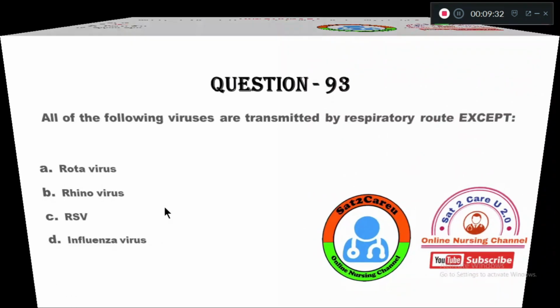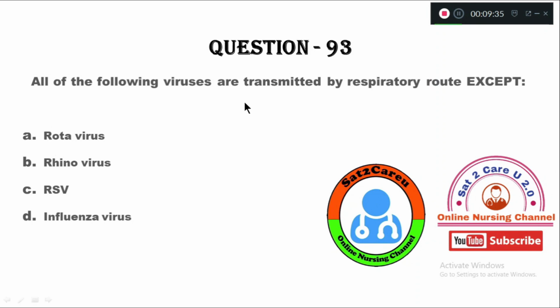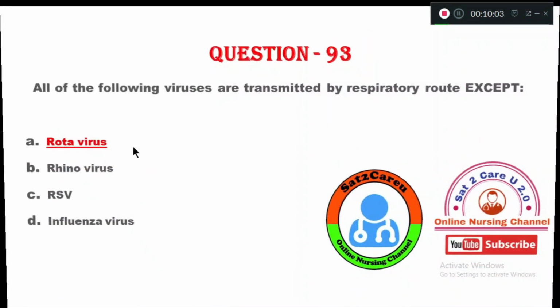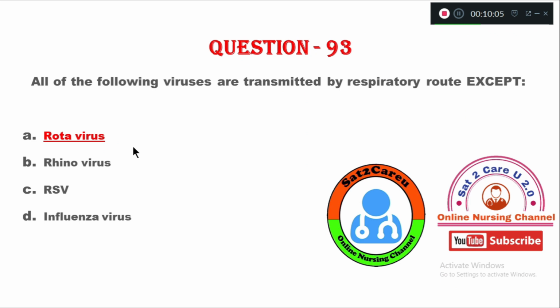Now, 93. All of the following viruses are transmitted by respiratory route except option A, rotavirus, B, rhinovirus, C, RSV, option D, influenza virus. So, which virus is not transmitted by respiratory route? Three viruses are transmitted through respiratory route except one. Which one is that? Rotavirus is right.